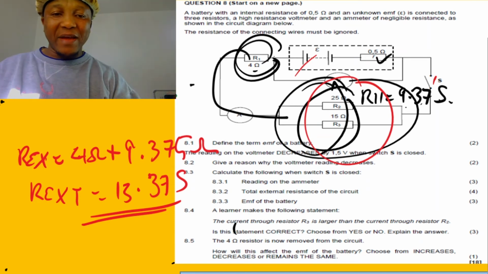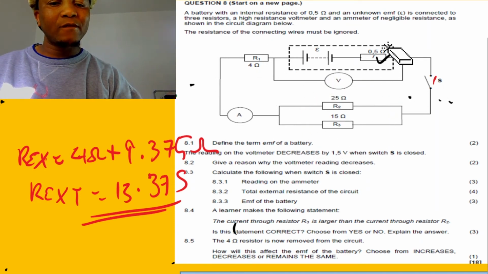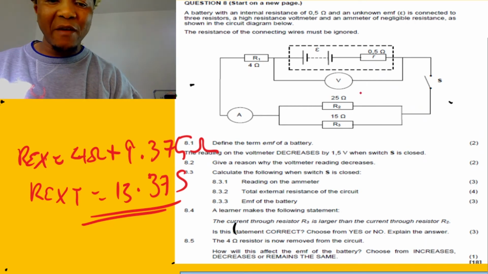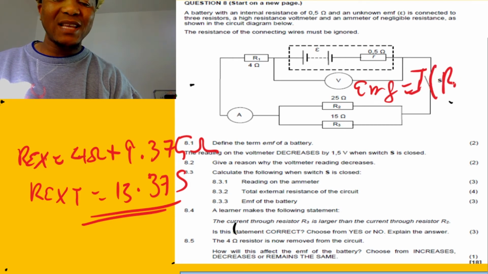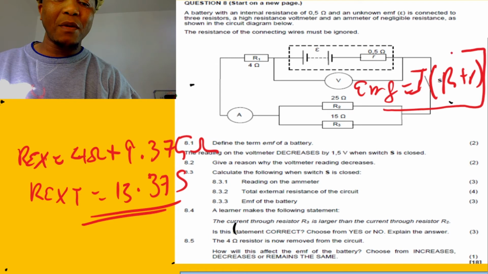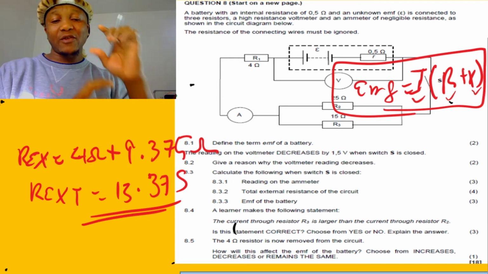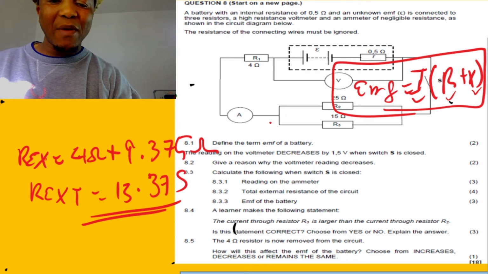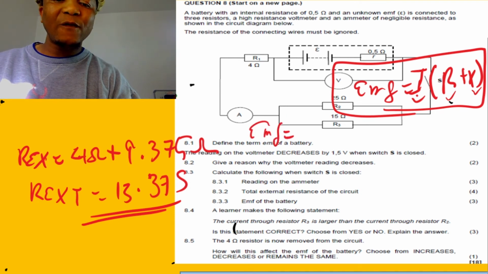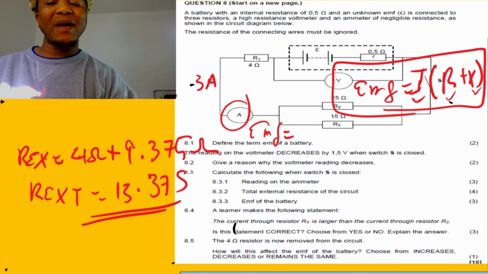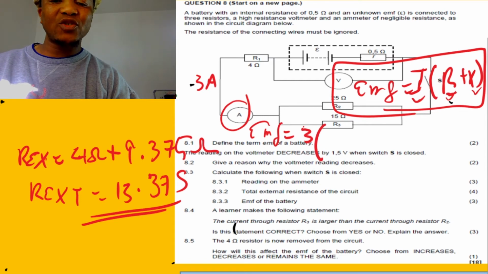The next thing is the EMF for the battery. EMF is easy, man. Use a very simple formula. EMF for the battery equals current times external resistor plus internal resistor. This formula you must memorize. Current times external resistor, that's big R, representing the total external resistor. So now we're going to say EMF. The current flow we already had is 3 ampere. 3 ampere. External resistance total, we have 13.375.